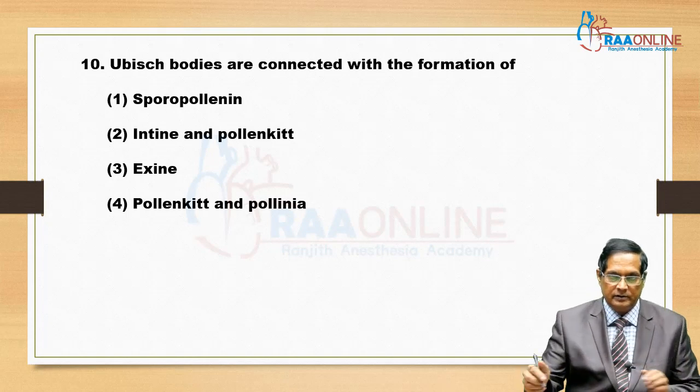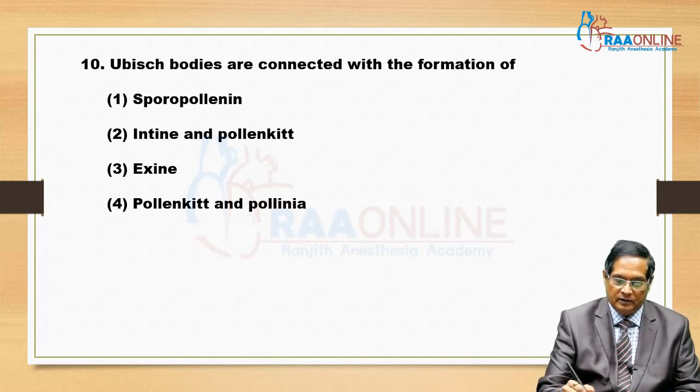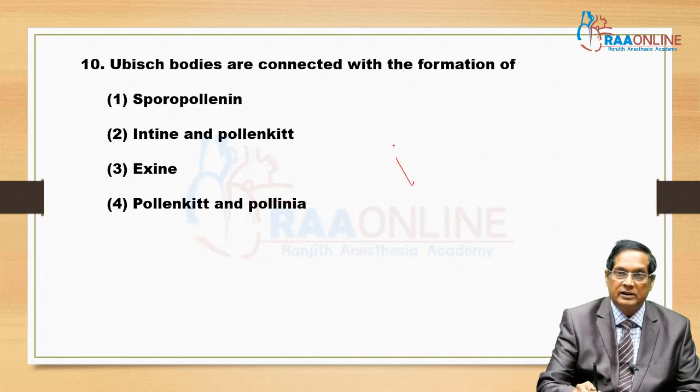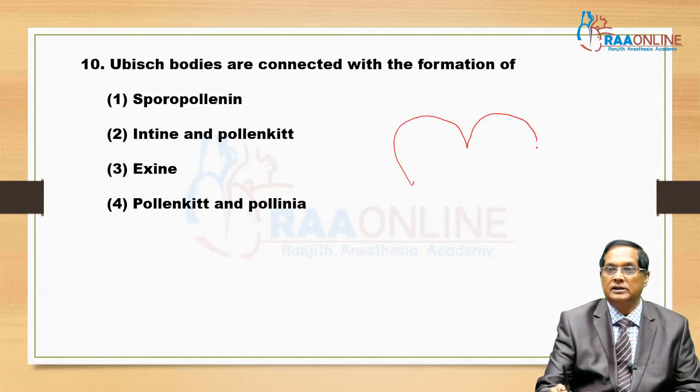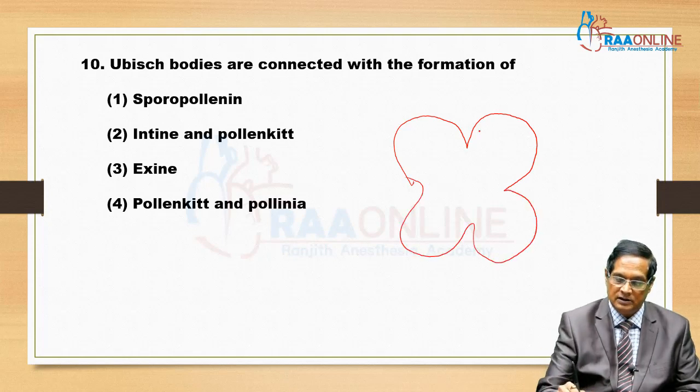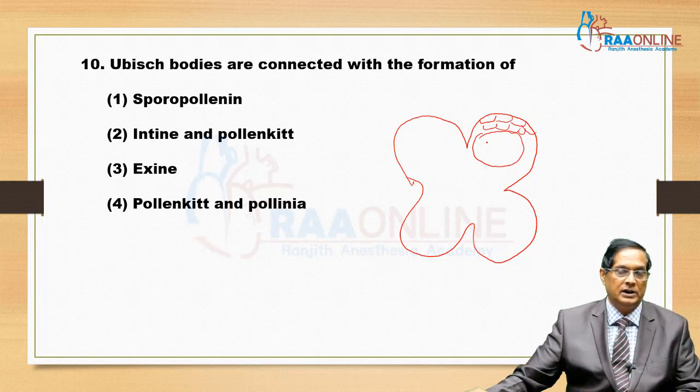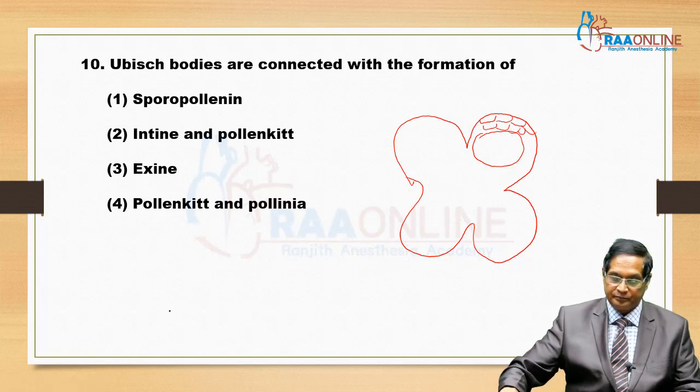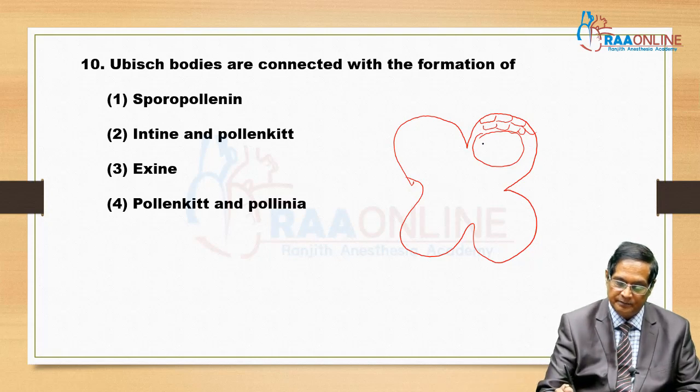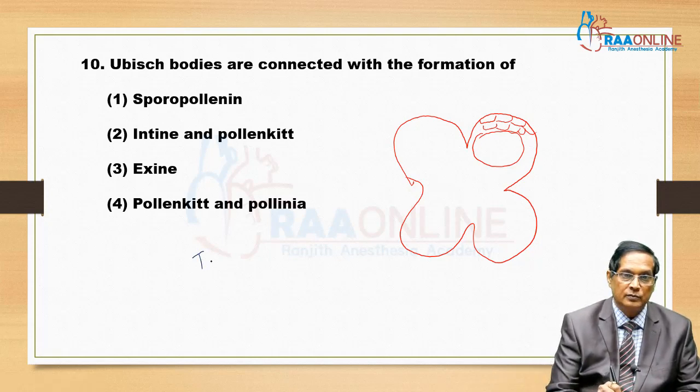Question number 10. If we take the TS of anther, it looks like this. This is the epidermis, then the endothecium as the second layer, then two middle layers, and the innermost layer of the anther wall or microsporangium wall is the tapetum. Tapetum is the innermost layer.